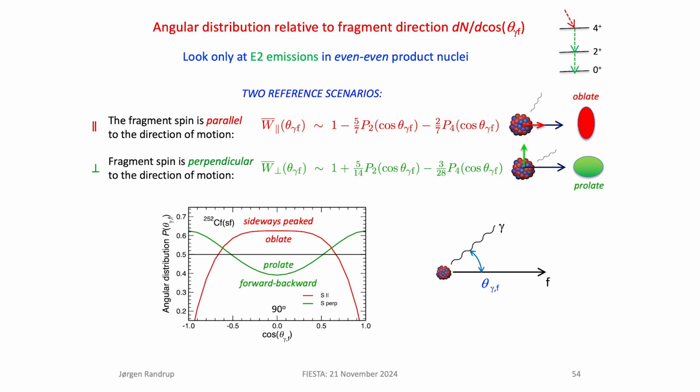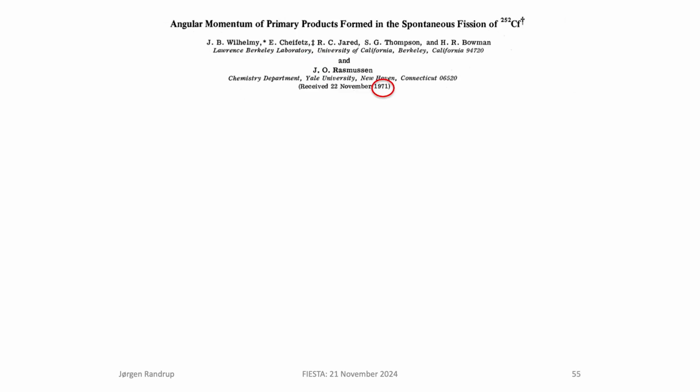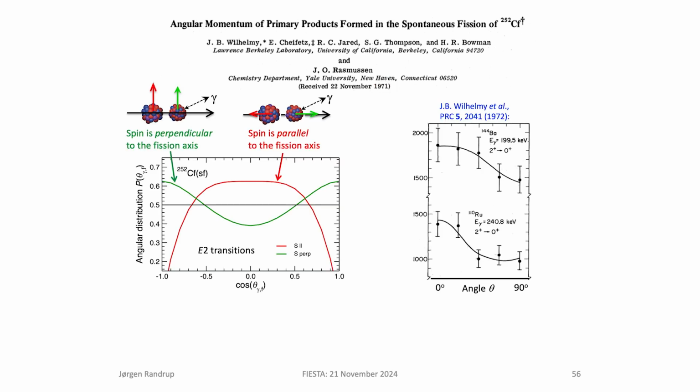So in that sense, the statistics becomes good. Here are the two opposite scenarios. The red one where it's parallel, as I said, peaked at 90, and the other peaked at the equator, and the other one is peaked forward, backward, right? And here's then their paper a long time ago. They did it, and here's what they got on the right, here like this.